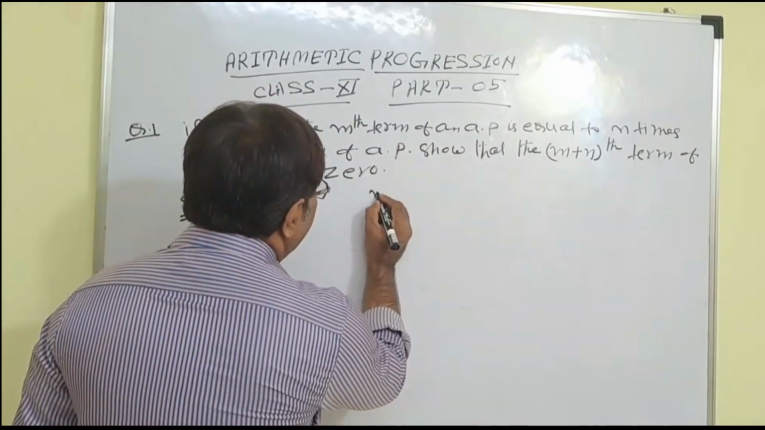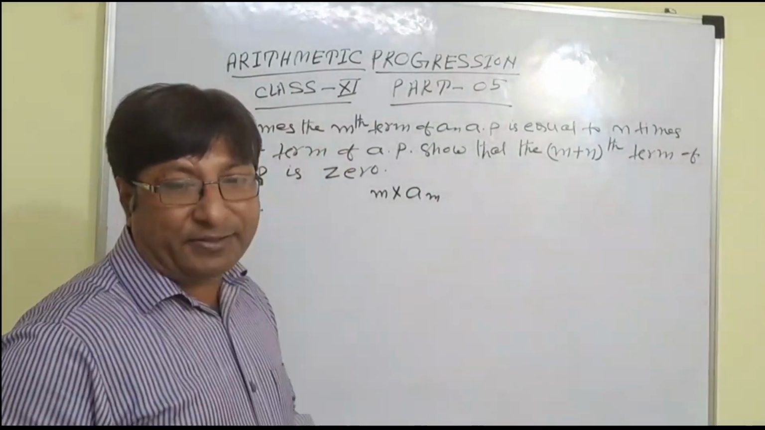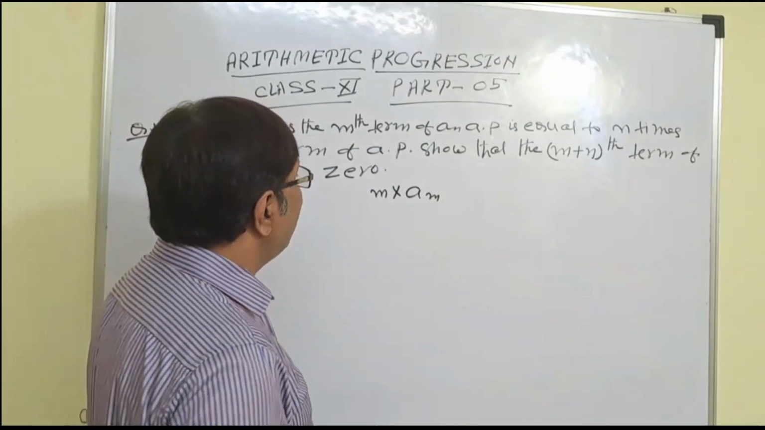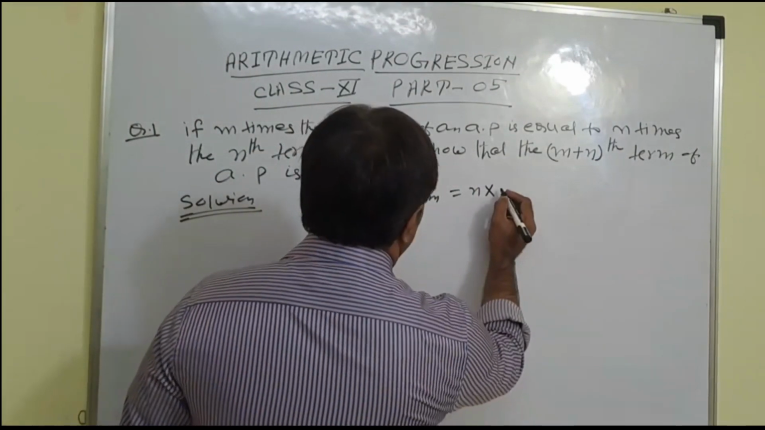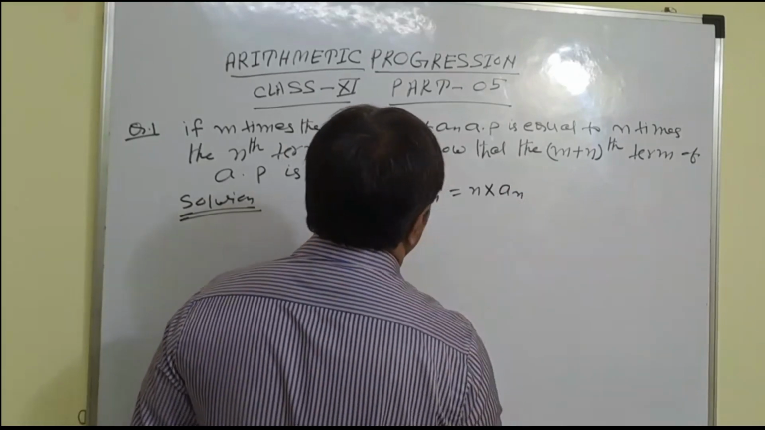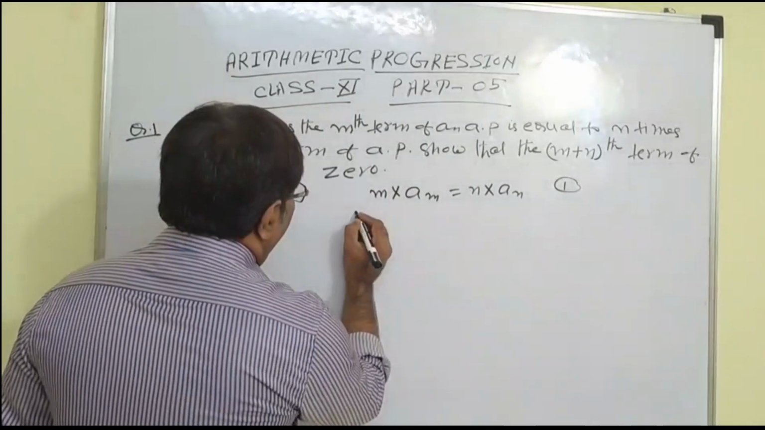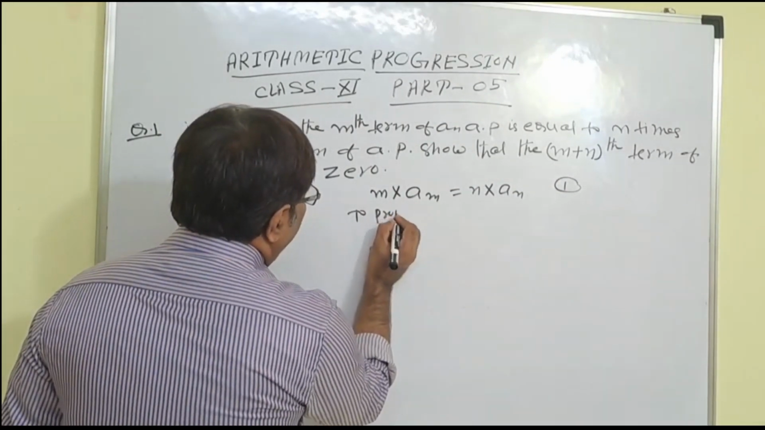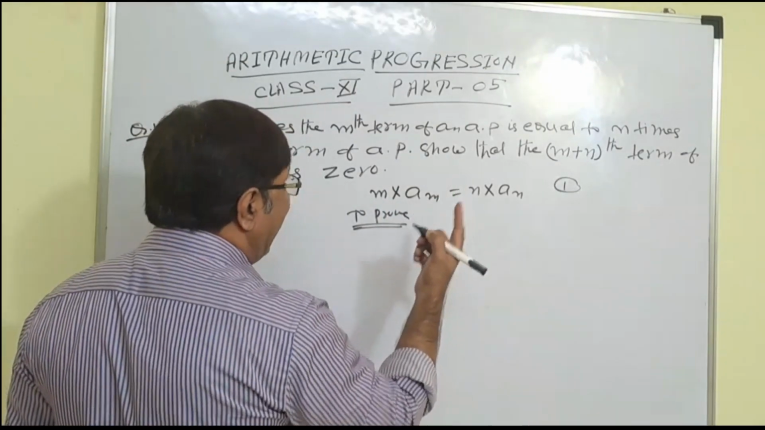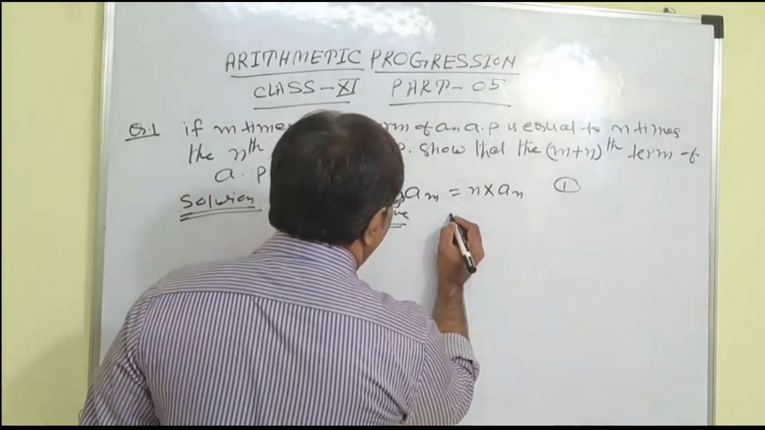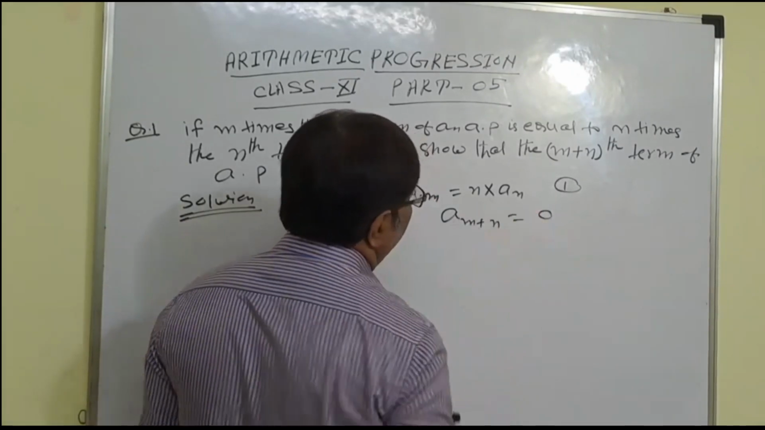That means m times the mth term is given: m into am, m times the mth term, is equal to n times the nth term of the AP, that is an. It is given. Now we have to show, that is to prove, that the (m plus n)th term of the AP is 0, that is a m plus n equal to 0.